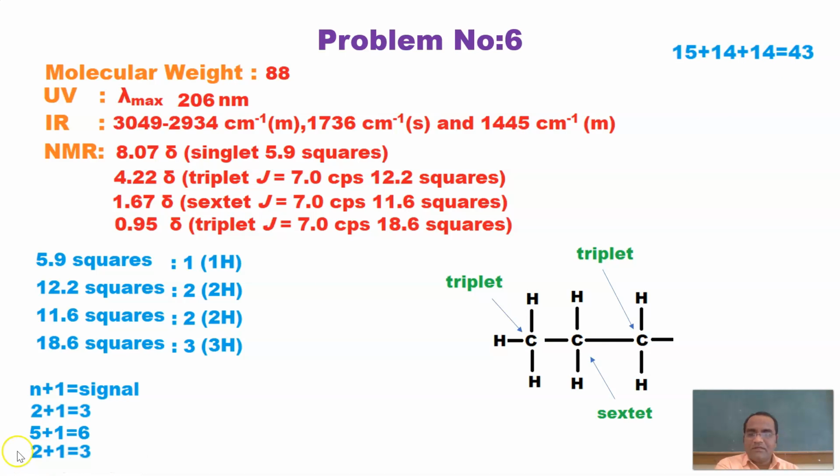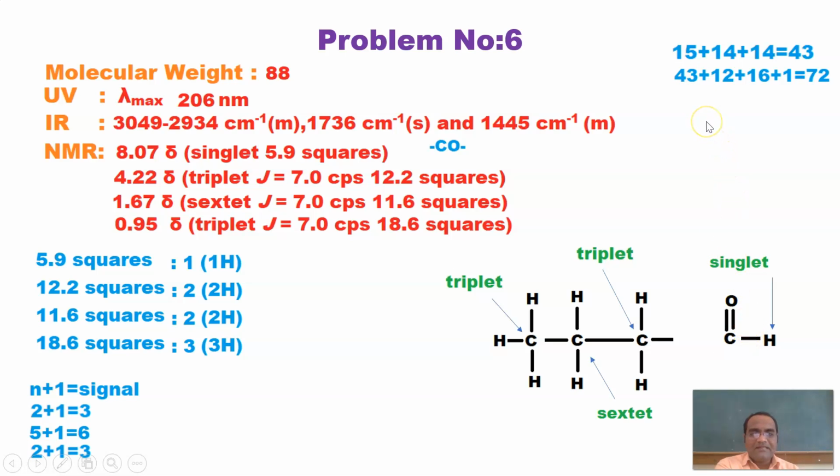So it becomes 43. Total molecular weight, it is 88. Now from this IR value, let's firstly put a functional group. So I have written a functional group over here. Okay, I have written aldehyde over here.